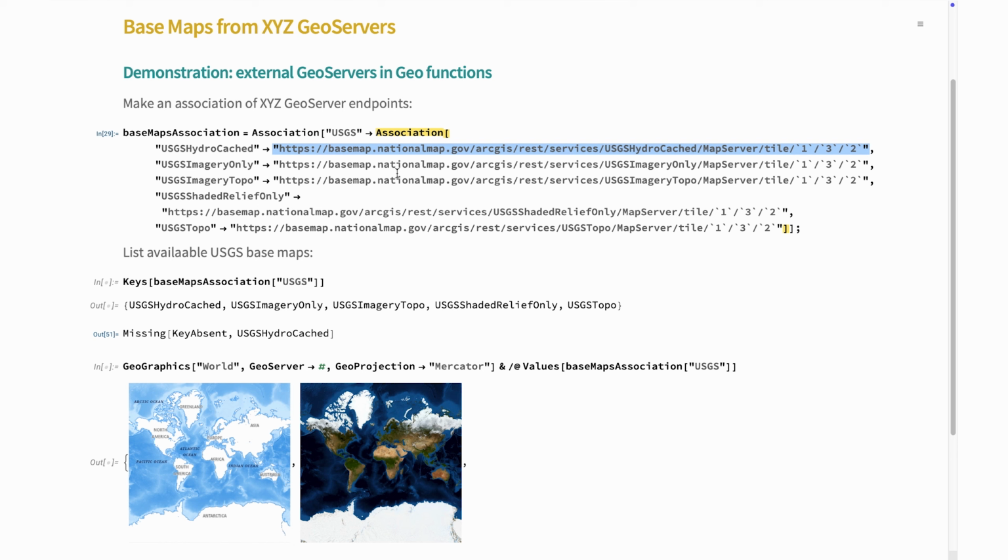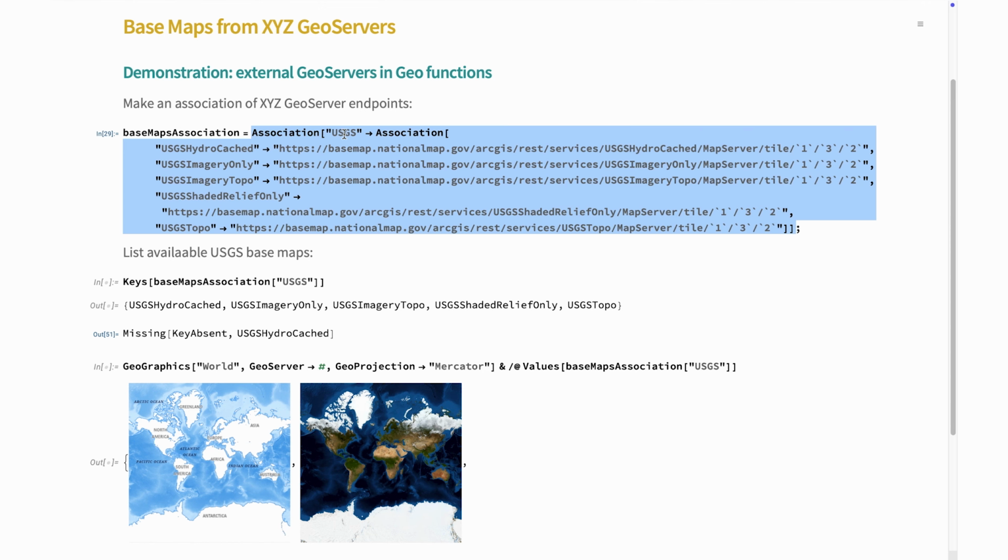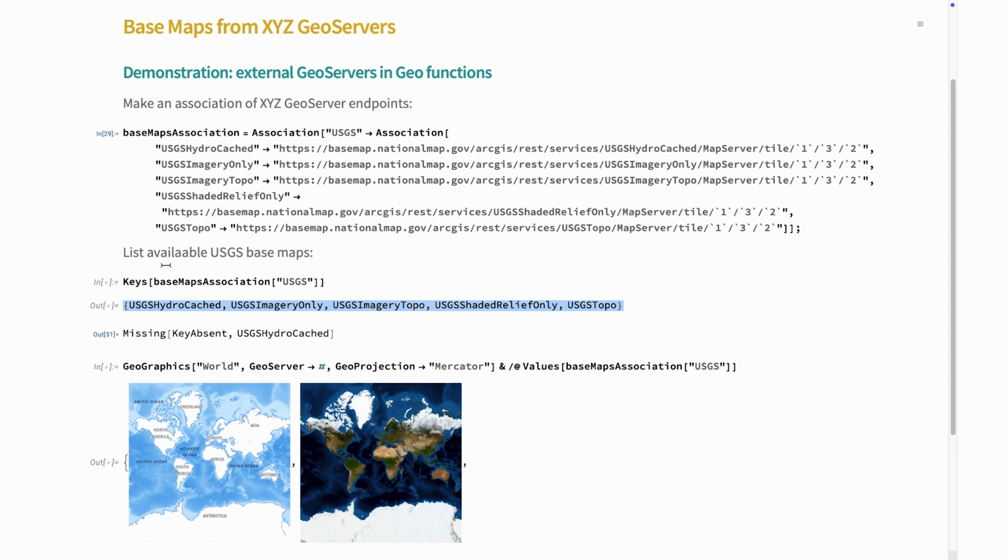This is how a lot of base maps work behind the scenes in GIS software, and all you need is the endpoint URL, which you can find lists of on the internet, and there are many free ones, and there are GitHub repositories that compile them, and so on. So here's just a few from USGS. I've made them into a little association, and the association has the following keys. So this is the list of layers that I can now represent as my additional base maps.